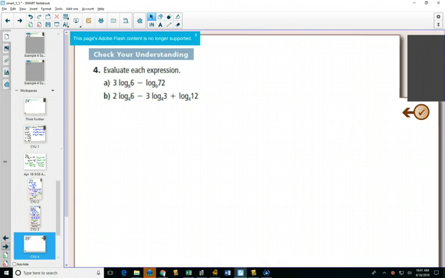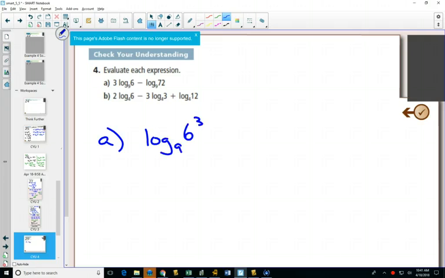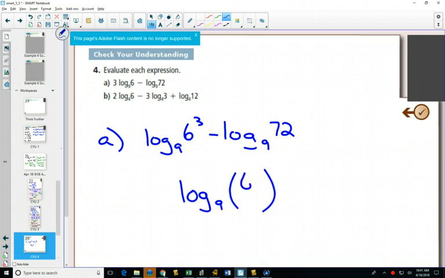This is non-calculator. If it was calculator, we could just type it in. Because it's non-calculator, we need to play around with our logarithms. Let's see what we can do. Well, I know that the 3 out in front, I can put in as an exponent. And I know that subtracting logs means dividing. So before I do any kind of simplifying, I'm going to write this out as log base 9 of 6 cubed over 72.